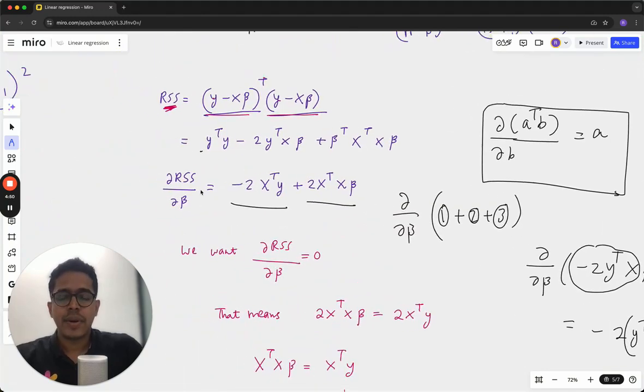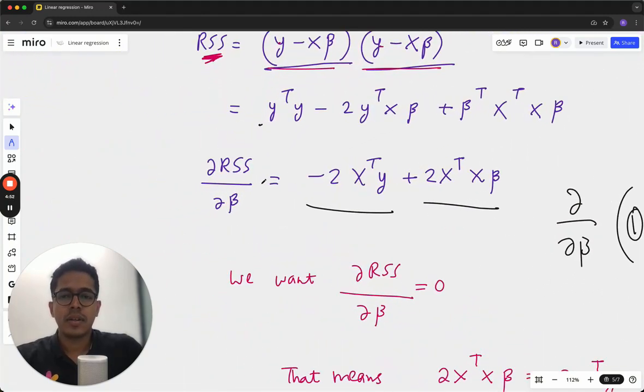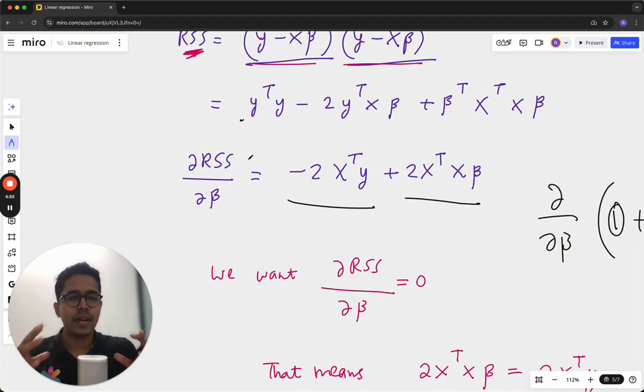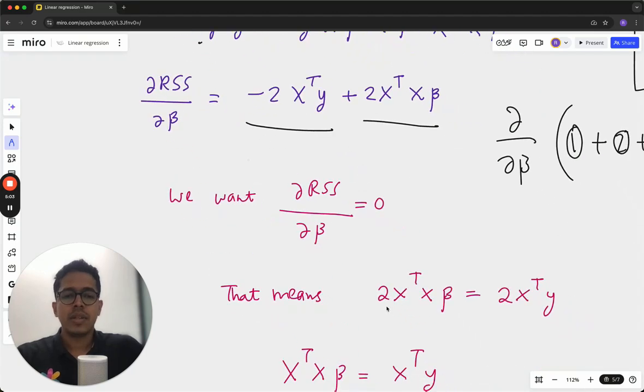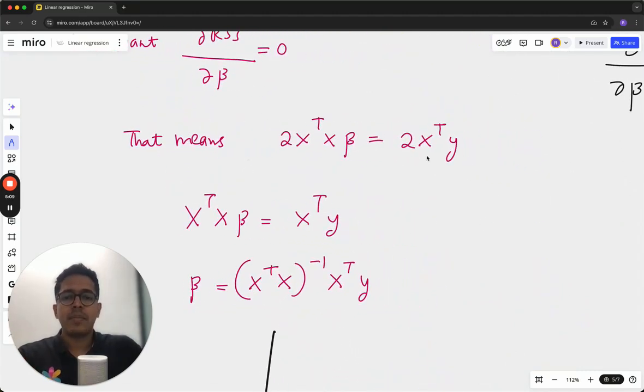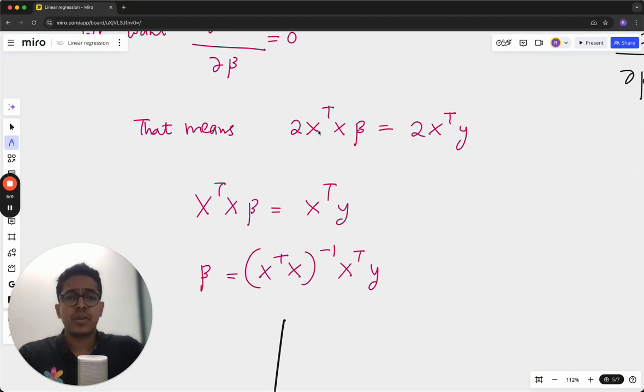So that is how you expand. Now what we should understand is, what are we trying to do here? We are trying to minimize the residual sum of squares such that dou RSS by dou beta equal to 0, which means if this is equal to 0, then 2 times x transpose x beta equal to 2 times x transpose y. And then we can bring everything to one side such that beta is on one side and the rest of the terms are on the other side.